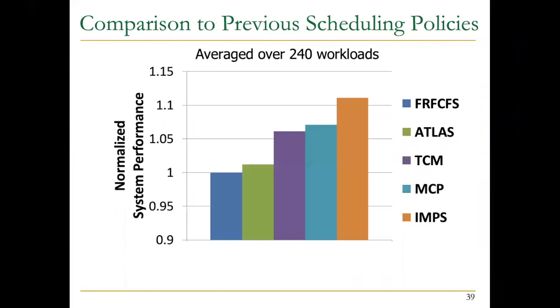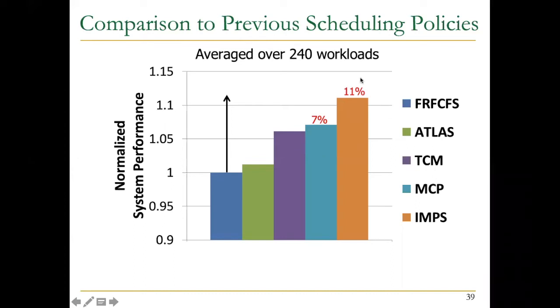And this is what the results show basically. Over 240 workloads, averaged across all of them. This is FR-FCFS. The results are normalized to that. ATLAS improves performance a little bit. TCM, the complicated memory scheduler, improves performance a lot. Memory channel partitioning by itself is better than TCM, as you can see. And IMPS is better than everything else significantly. Okay. So basically, memory channel partitioning by itself is 7% better than the baseline system, that's FR-FCFS.